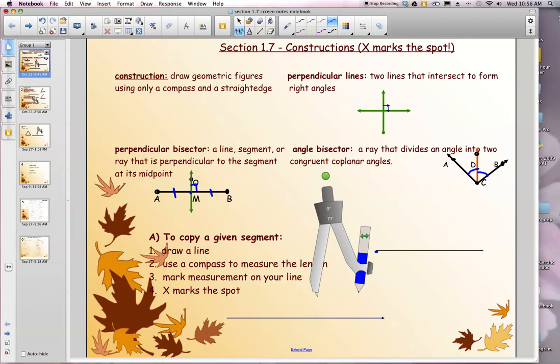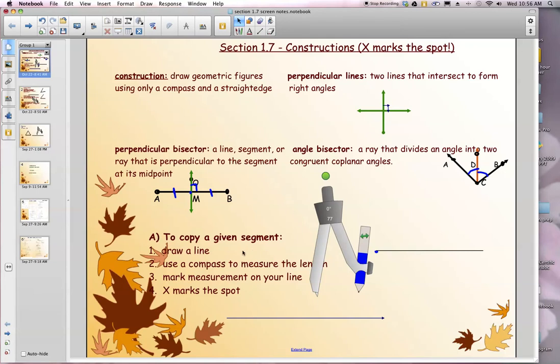Okay. So in order to get started, there are a couple of basic constructions that you need to know in order to be able to create these things. The first thing that we're going to learn how to do is copy a segment. So if you have a segment, for example, in your book, and you need to copy that exact same length onto your paper, we don't have any rulers. If you notice, your straight edges have no markings on them. It's strictly a straight edge. So we are going to learn how to create a segment and make it exactly the right length without actually measuring it with a ruler.